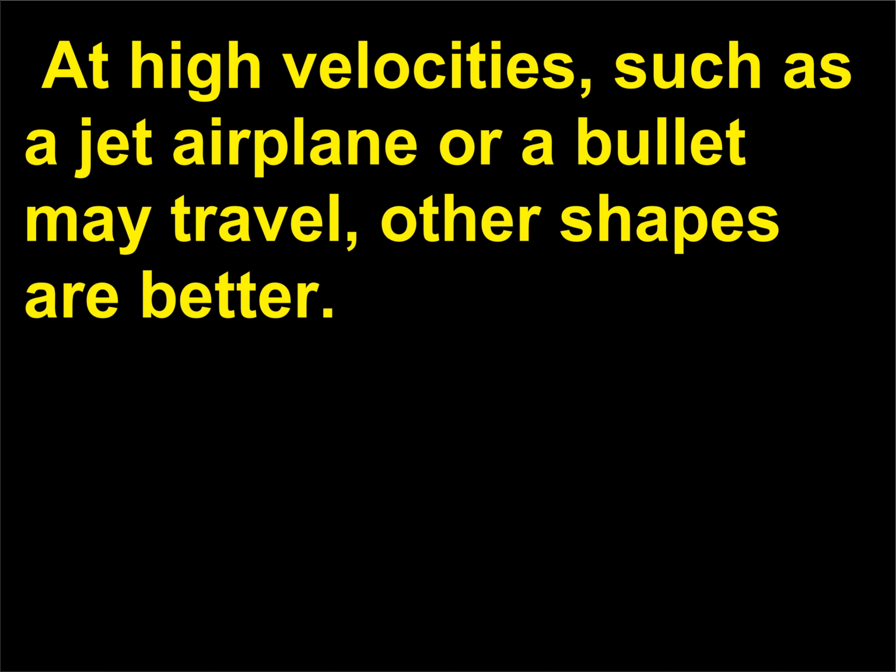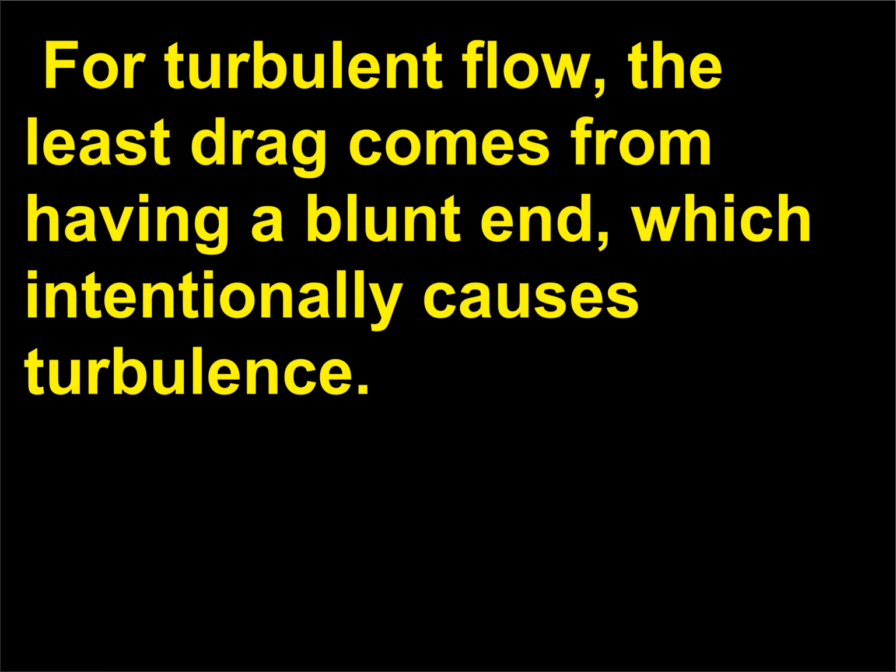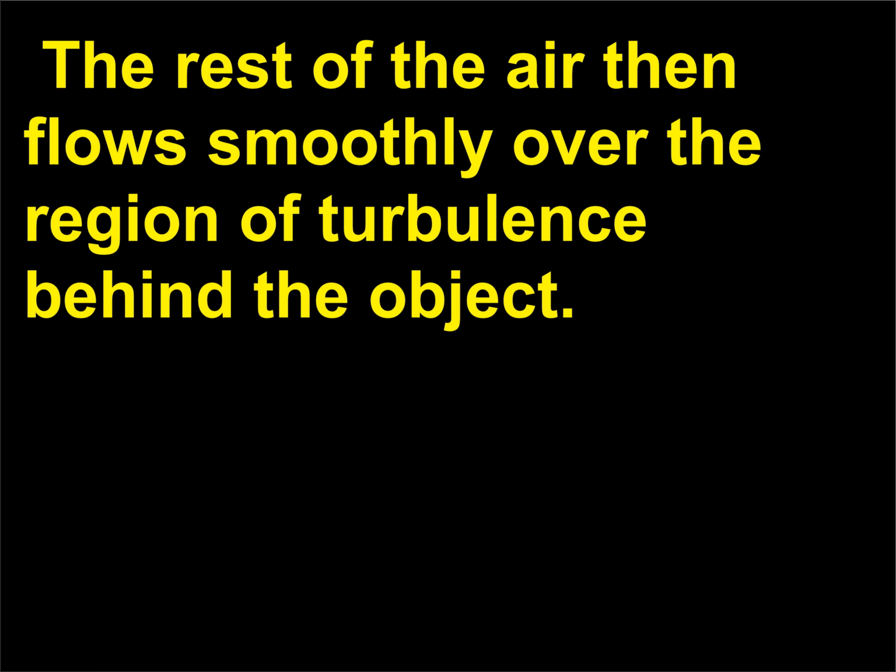At high velocities, such as a jet airplane or a bullet may travel, other shapes are better. For turbulent flow, the least drag comes from having a blunt end, which intentionally causes turbulence. The rest of the air then flows smoothly over the region of turbulence behind the object.